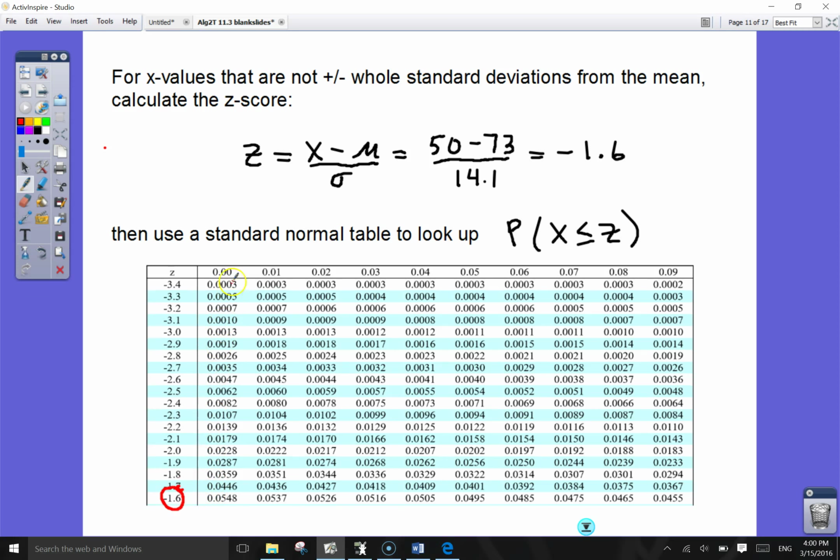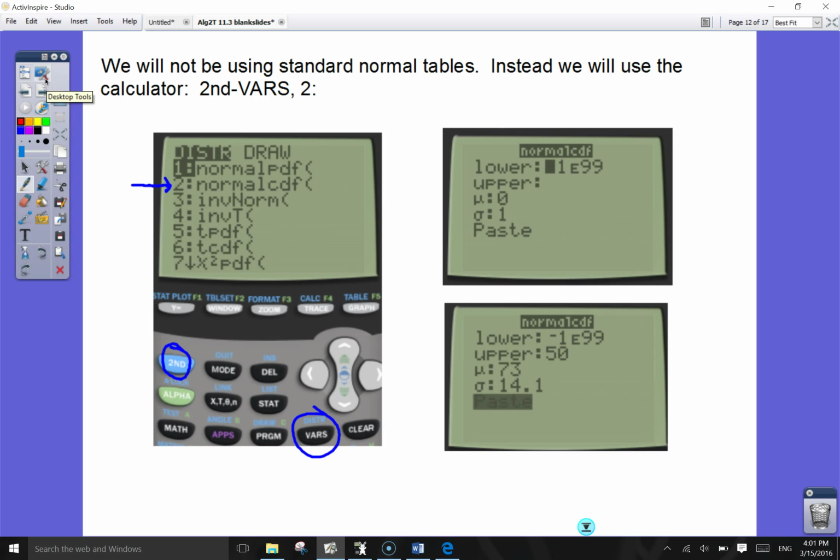Right, which is about 5.48%. Okay, now we don't have standard normal tables to look up z-scores anymore. Instead, we have our calculator. And in order to do this with the calculator, you go second vars 2, right? Second vars, and then in this menu which will show up, you want to hit 2 for normal CDF.